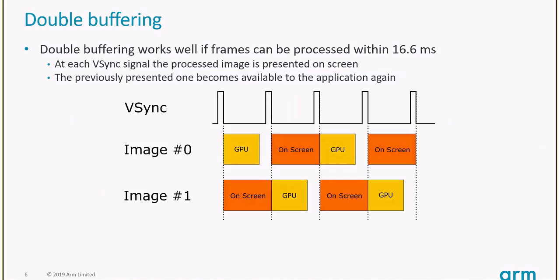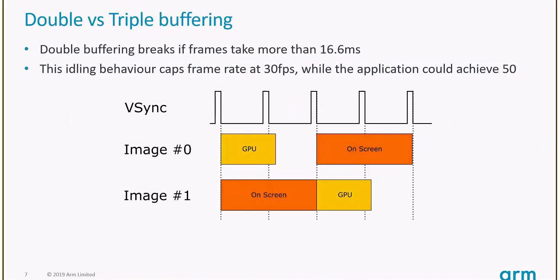Now, it gets interesting, and we start seeing issues if the GPU takes more than 16.6 milliseconds to render, as is the case in this slide. As you can see, the first GPU processing for image number 0 takes more than vsync. So we usually say that it misses vsync. And the presentation engine only has one option, that is to keep showing the same image on screen. And so the GPU will not be able to start more work until there is an image ready for acquisition. And that happens only at the next vsync.